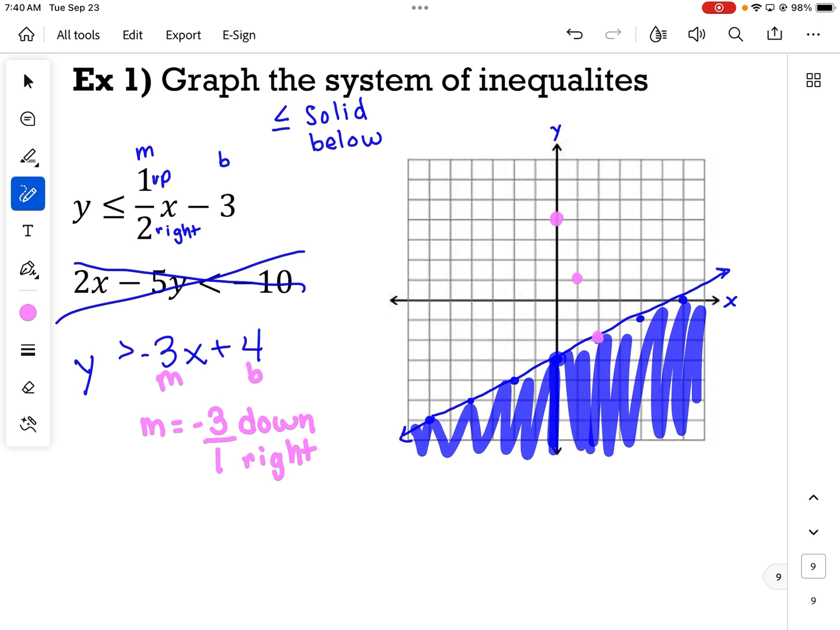Keep on doing that. Down 1, 2, 3, right 1. Down 1, 2, 3, right 1. I can't go down anymore. Now go back to your y-intercept and do the complete opposite. Up 3, left 1.